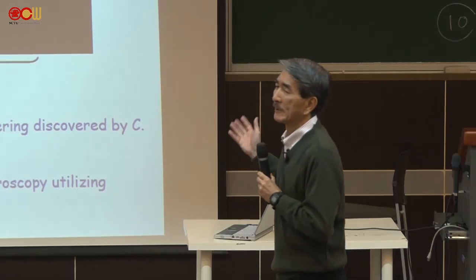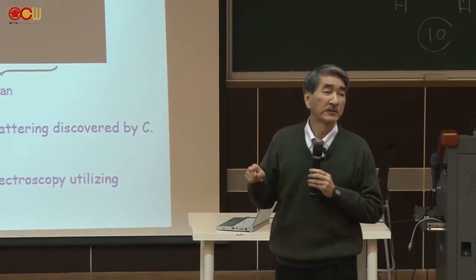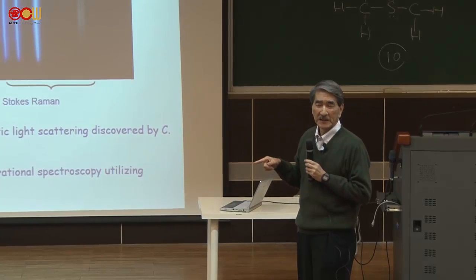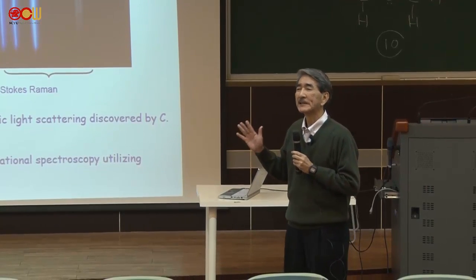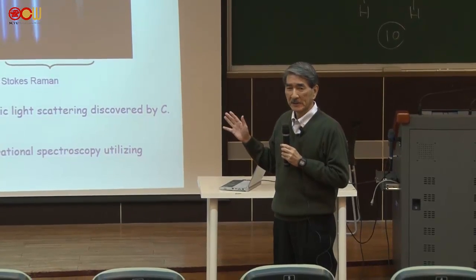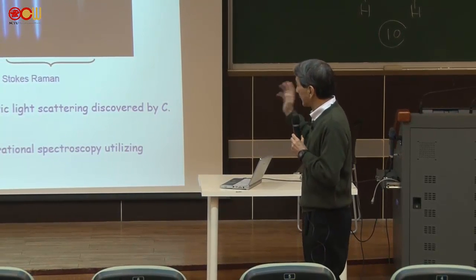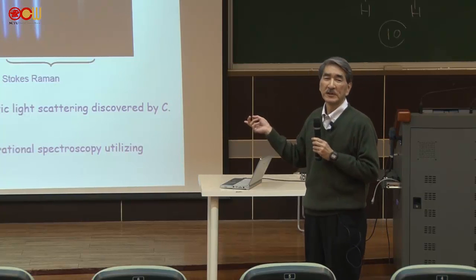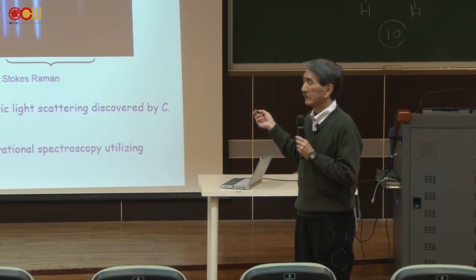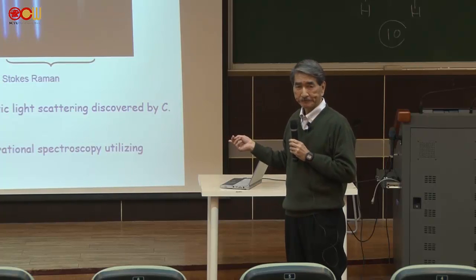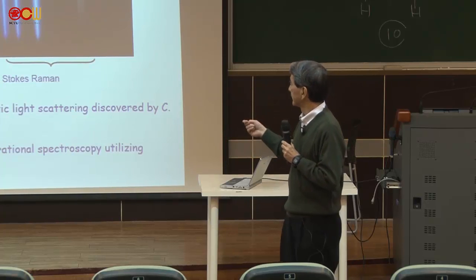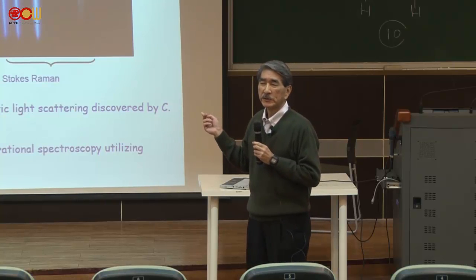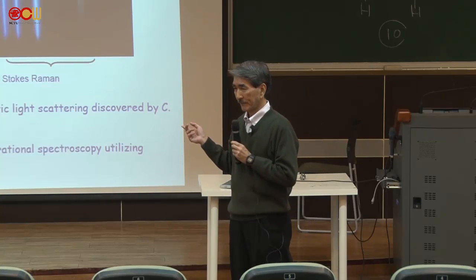And by using Raman scattering, you can see molecules. And as I said, if you use a laser, you can do it much, much better than previously. So the discovery of Raman scattering was the starting point of Raman spectroscopy. That was 1928. And Raman spectroscopy means spectroscopy using Raman scattering.